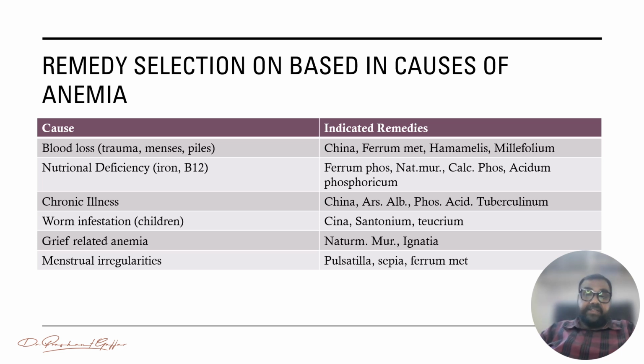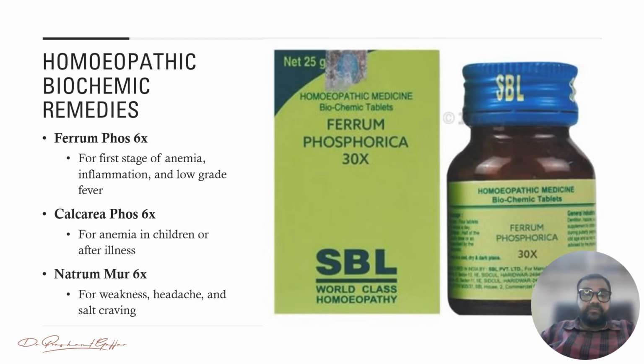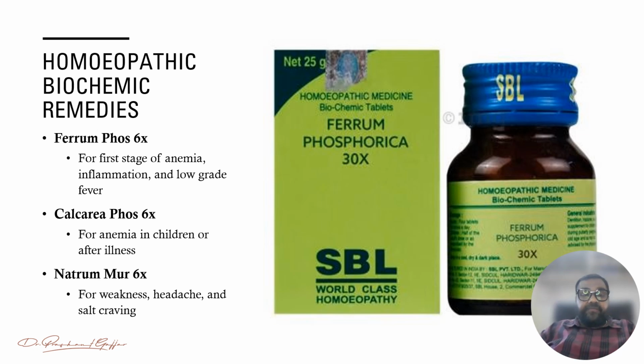Now let's see which are the different homeopathic biochemic remedies for the anemia. So first ferrum phos 6x. So this is the first stage of the anemia. There will be inflammation and the low grade fever. We can give the ferrum phos 6x. Calcarea phos 6x for the anemia into the children after illness, and the natrum mur 6x for the weakness, headache and the salt craving. So these are the different biochemic medicine for the treatment of the anemia.